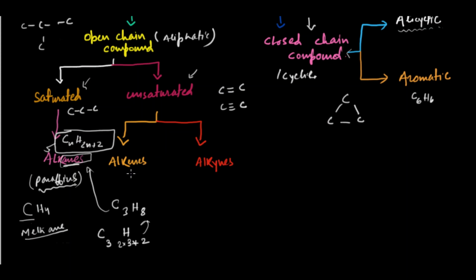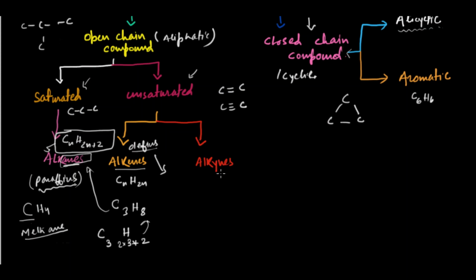Now we're going to understand the alkenes. What are the alkenes? We call them olefins. Why do we call them olefins? Because the alkene reacts with certain halides and forms an oil-type liquid. So that's why we call them olefins. The formula of alkene is CnH2n.